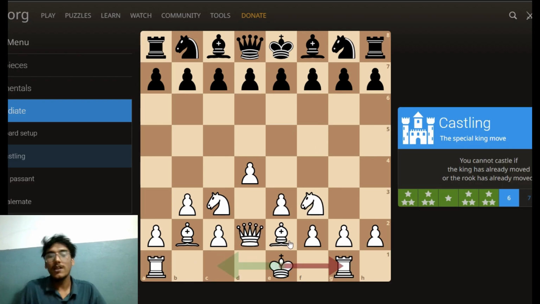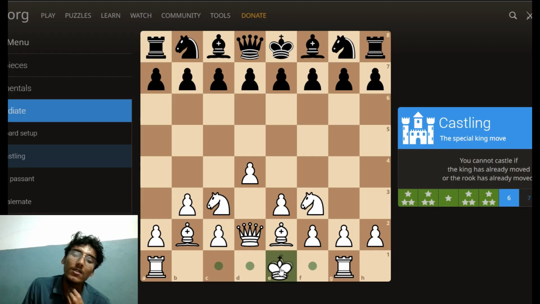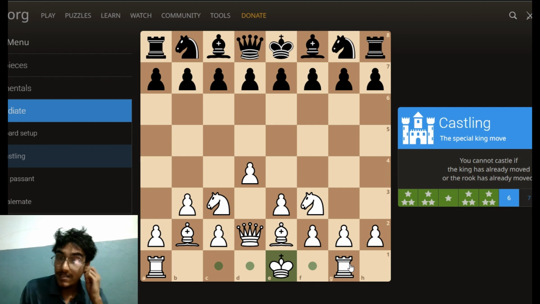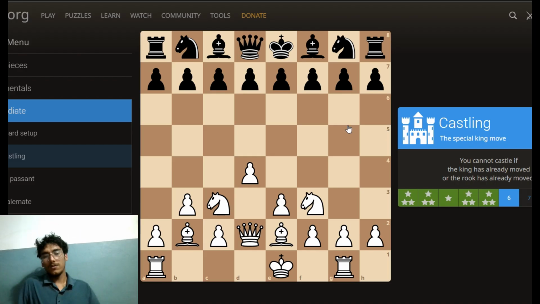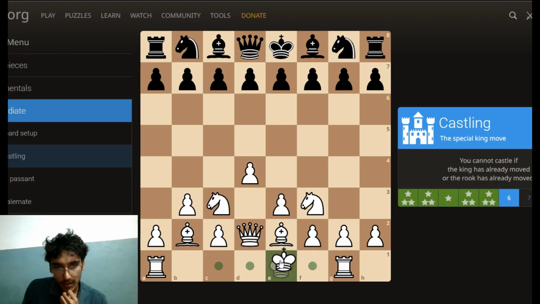I hope you understand. Now we cannot castle if any of the pieces, either the king or the rook, has moved. So as this rook has moved from this square to this square, we cannot castle on this side. In order to castle, we need to castle on the long side.